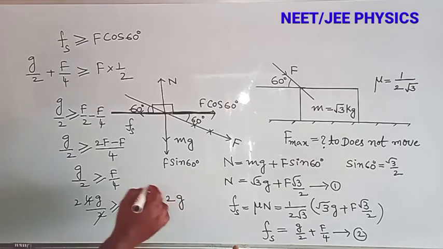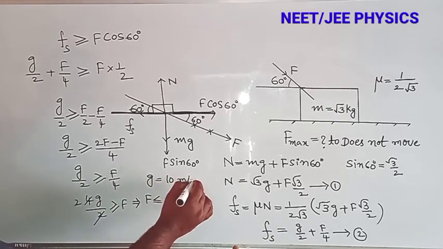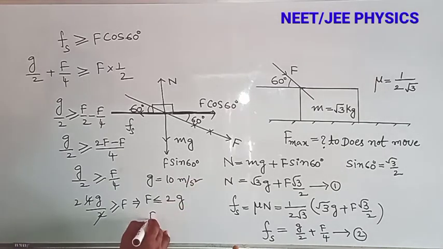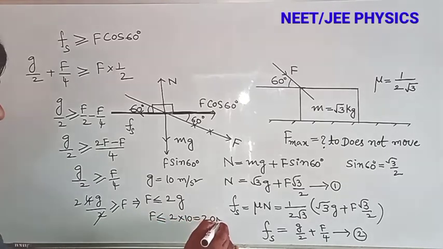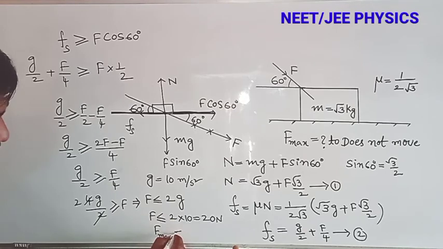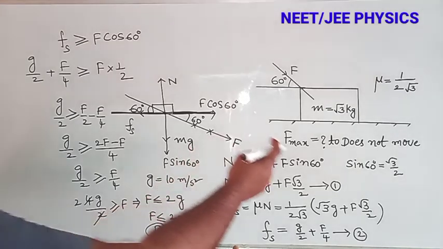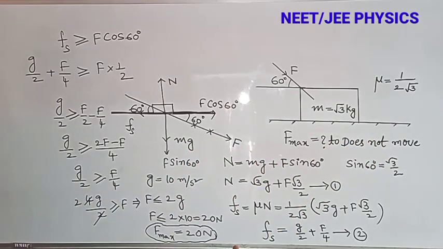What is the g value? g is 10 meter per second square. So substituting, F is less than or equal to 2 into 10, which is equal to 20 Newton. So the maximum value is F maximum equals 20 Newton. We need to apply a 20 Newton force on the block so that it doesn't move. That is the answer.